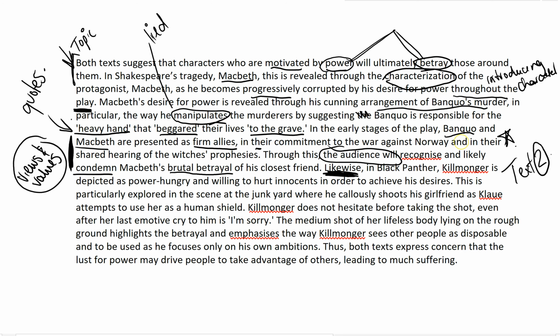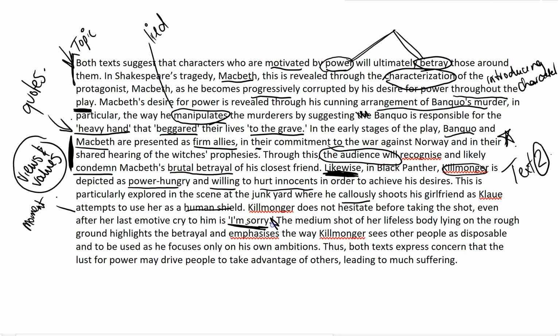So likewise, in Black Panther, Killmonger is depicted as power-hungry and willing to hurt innocents in order to achieve his desires. So obviously the character is Killmonger. This is particularly explored in the scene at the junkyard, where he callously shoots his girlfriend as Claw attempts to use her as a human shield. So that's the moment. And Killmonger does not hesitate before taking the shot, even after her last emotive cry to him is, "I'm sorry." So we have a quote. We don't need a quote if you are really describing in detail, but it doesn't hurt.